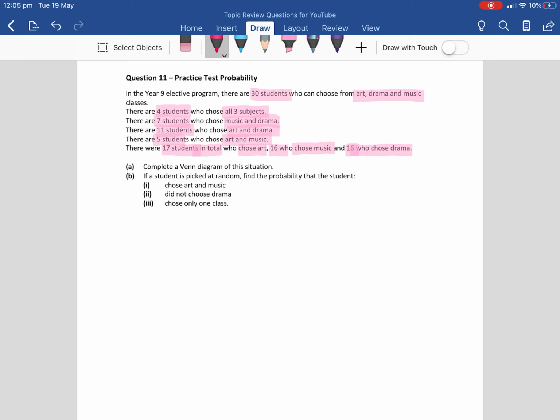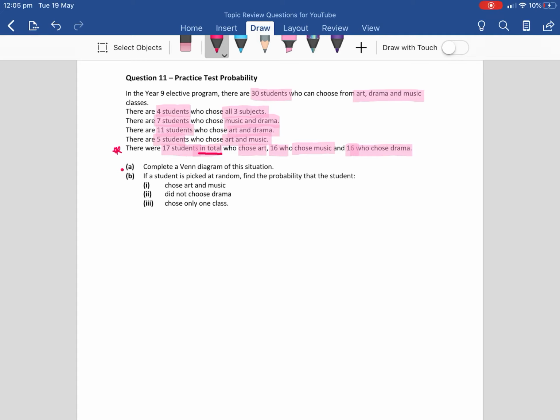See, with this last sentence, it's interesting that it says 17 students in total who chose art. Okay. And who chose music, who chose drama. So that's quite important. All right, first thing for A, we need to complete a Venn diagram. The difference with this one is that art, drama, and music, there are 3 different options, so you need to draw 3 different circles.